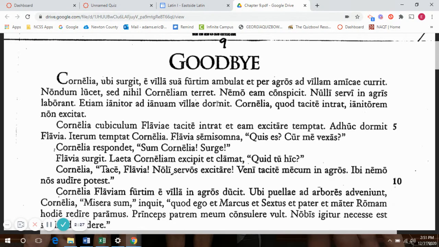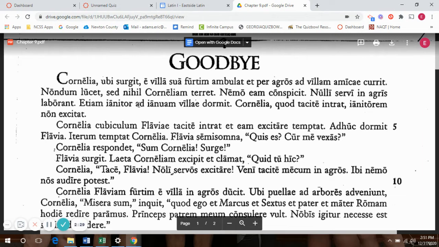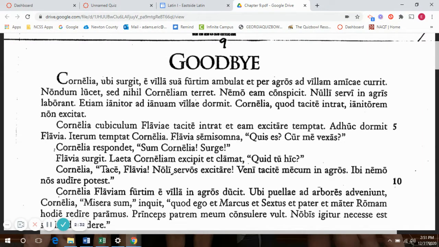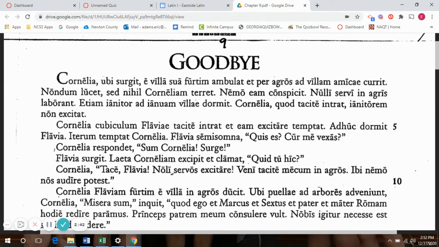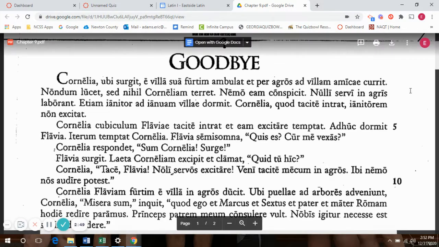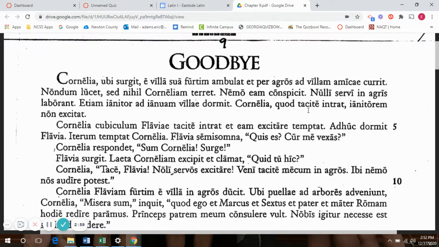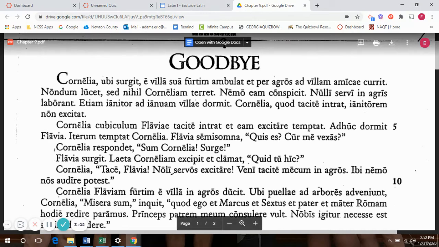Even the doorkeeper sleeps at, or to or towards, but here probably at the country house's, a genitive singular again, door, ianuam. And here we saw earlier, if you look in line 1, per, that word, requires its object to be in the accusative, thus agros. Ad requires its object to be in the accusative, whereas here in line 2, in agris, when in means in and not into, its object has to be in the ablative, and that's the new case we're learning in this chapter. Cornelia, quod tacite intrat, ianitorem non excitat.